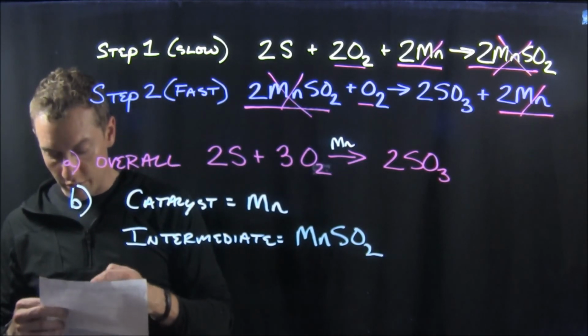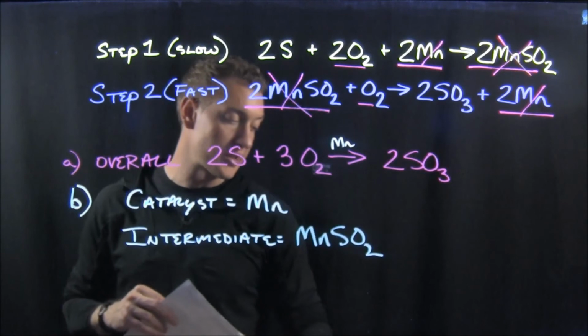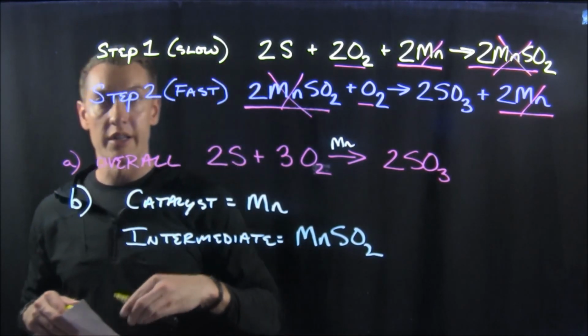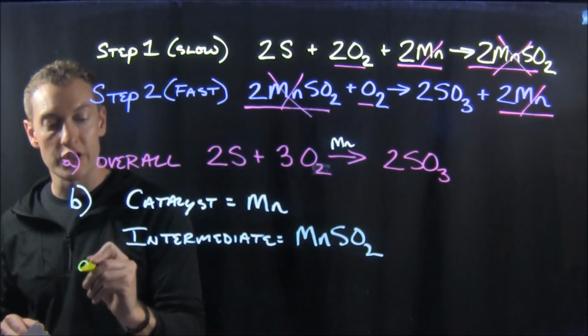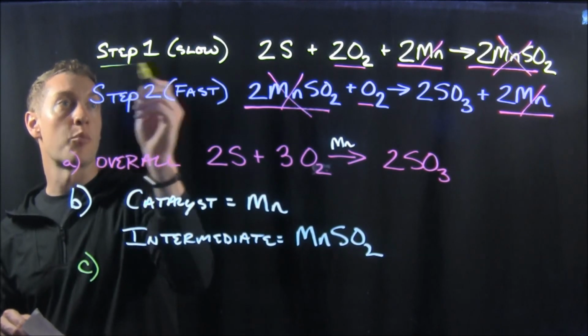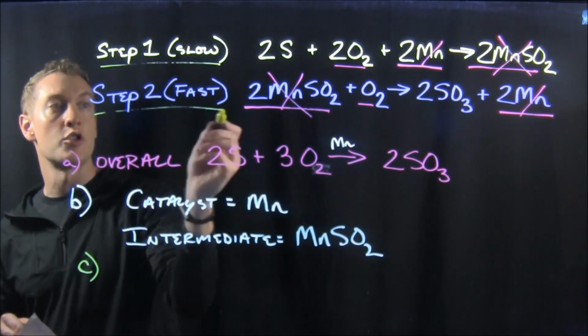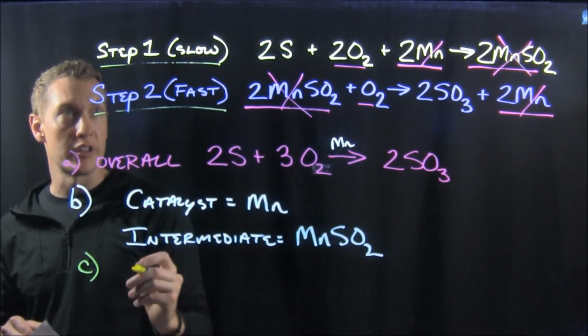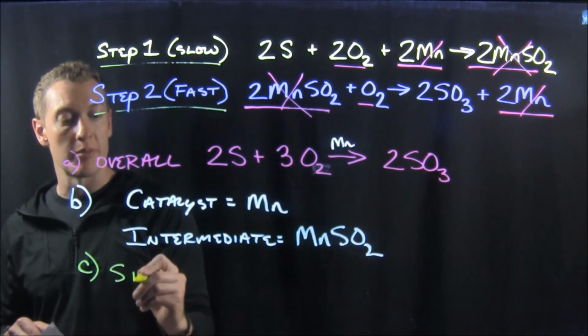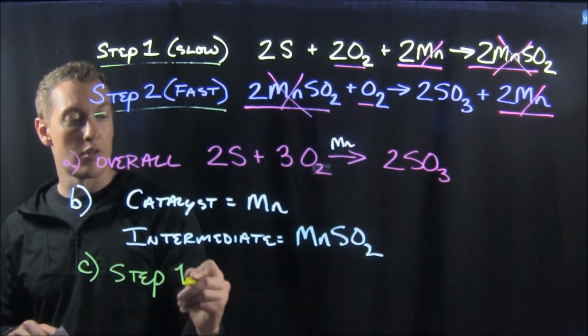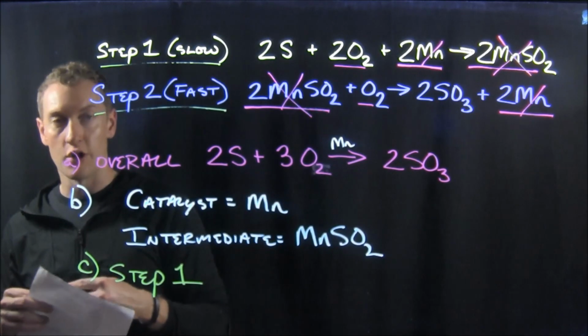And the last question was C, identify the rate determining step. The rate determining step in any process is the slowest step. It says step 1 was slow, it says step 2 was fast. So that would mean that step 1, the slowest step, was our rate determining step.